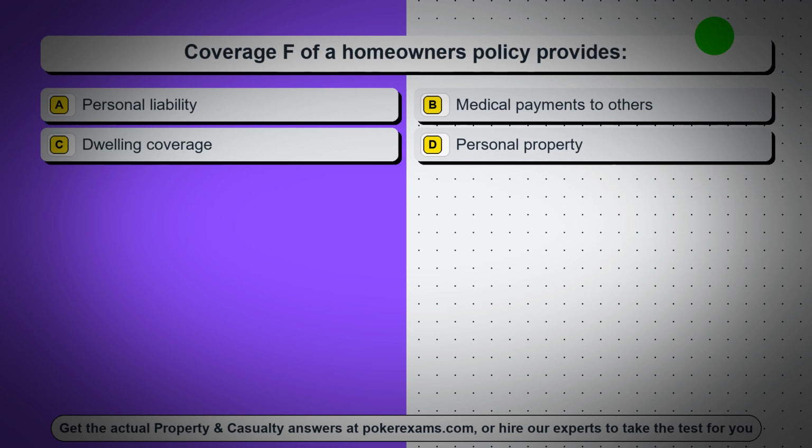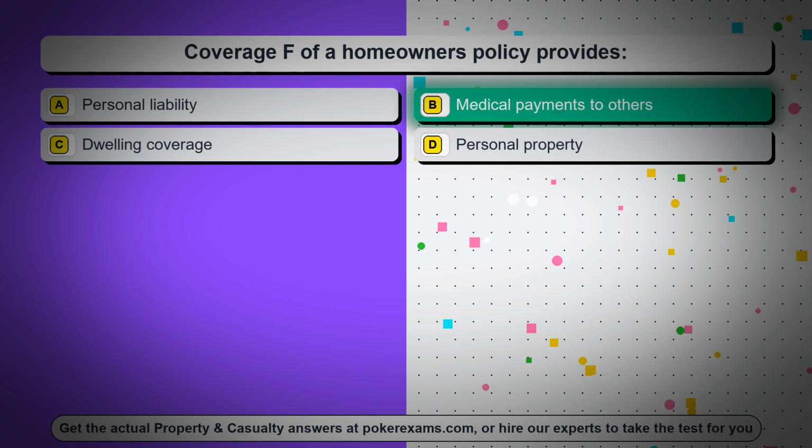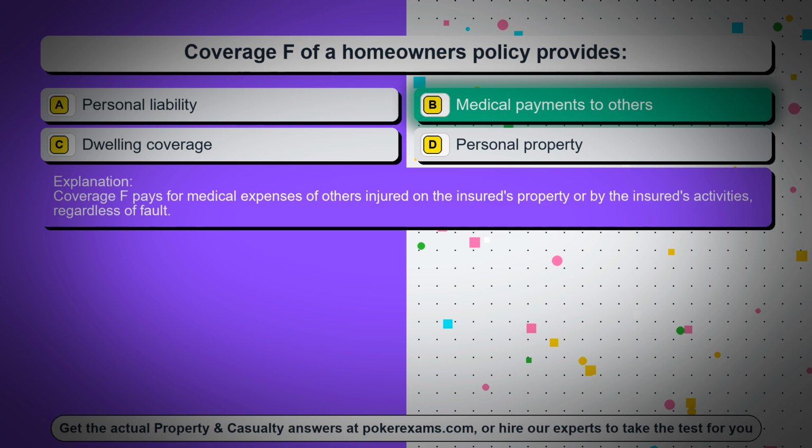Question 47. Coverage F of a homeowner's policy provides. Option A, personal liability. Option B, medical payments to others. Option C, dwelling coverage. Option D, personal property. The correct answer is option B, medical payments to others. Coverage F pays for medical expenses of others injured on the insured's property or by the insured's activities, regardless of fault.